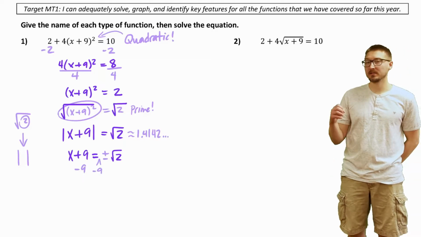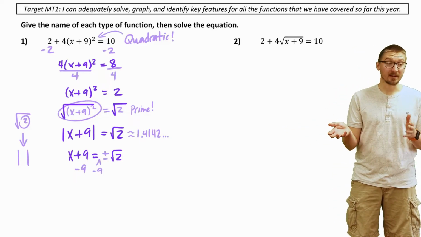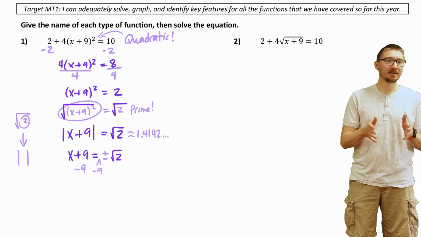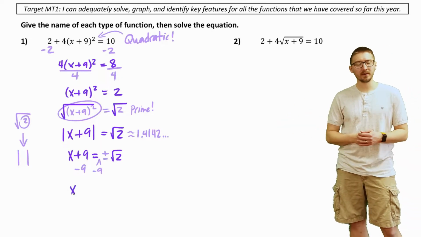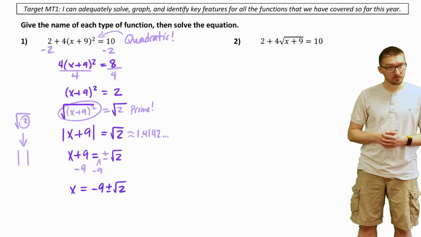You do not get to put it inside the root. You do not get to budge in between the plus minus and the square root number. It has to go in front. So our final answer here is -9 plus or minus the square root of 2.